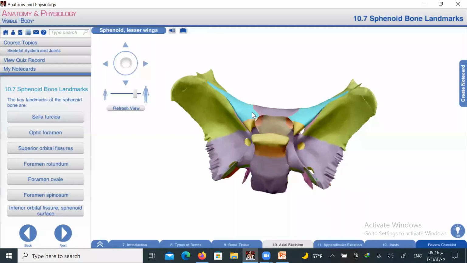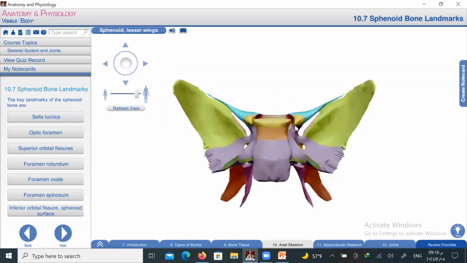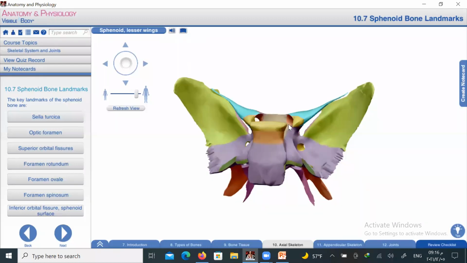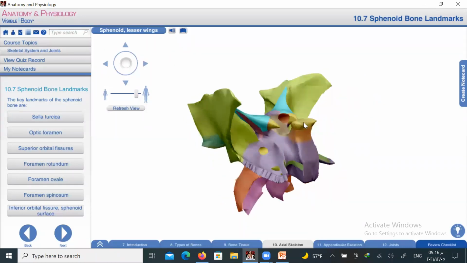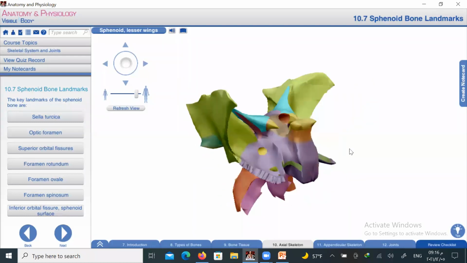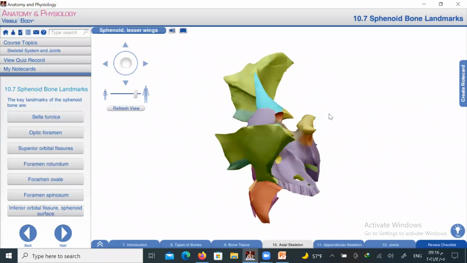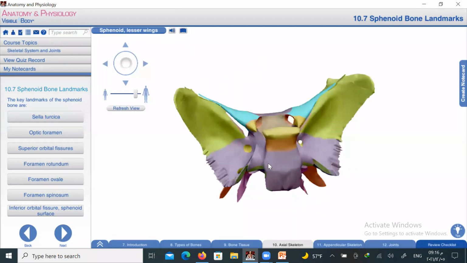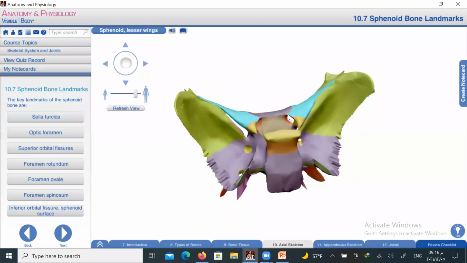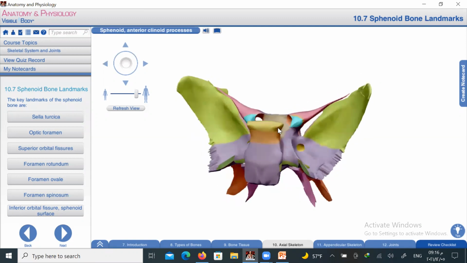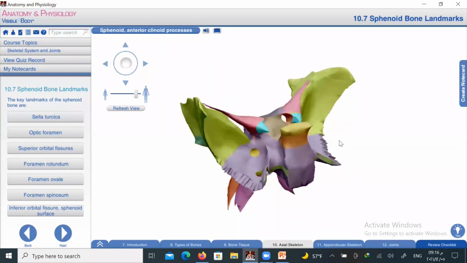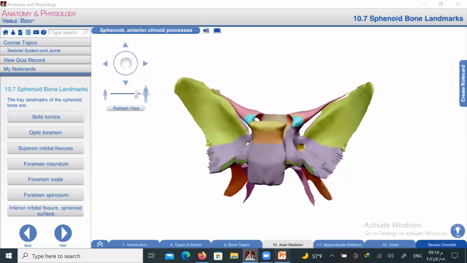These are the lesser wings of sphenoid that arise from the superolateral aspect of the sphenoid body, and it turns superolaterally, and it separates the anterior cranial fossa from the middle cranial fossa. It forms a lateral boundary of the optic canal, and from it the anterior clinoid process arises. Okay, let's complete the presentation.